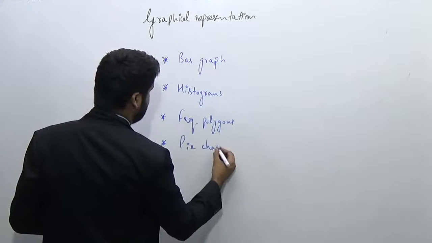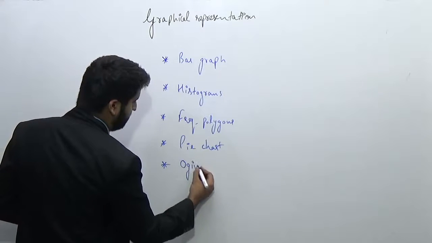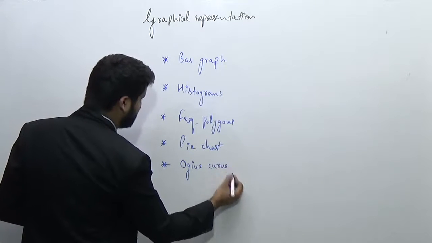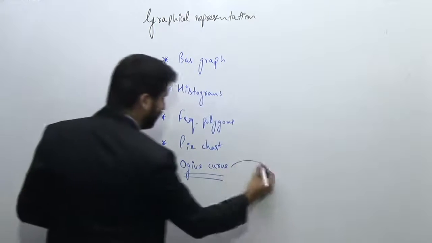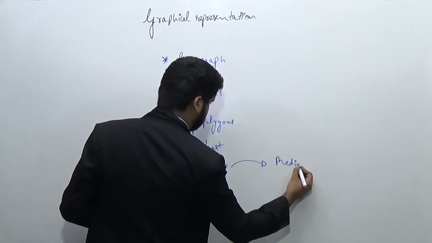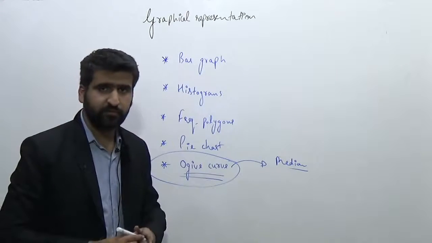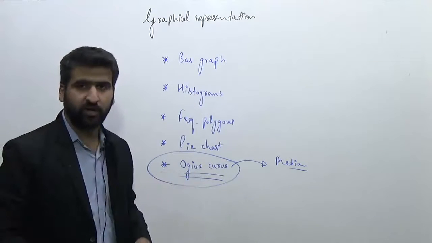Now the thing which I am leaving here is the ogive curve. Why am I leaving this? Because I will cover this one in the case of the measures of central tendency, median. So I am leaving this ogive curve. This is another form of graphical representation of data.